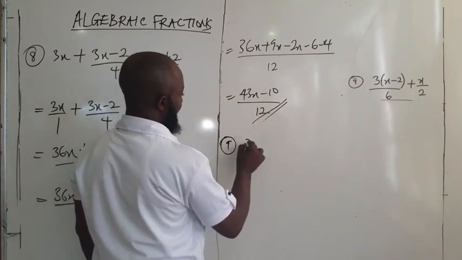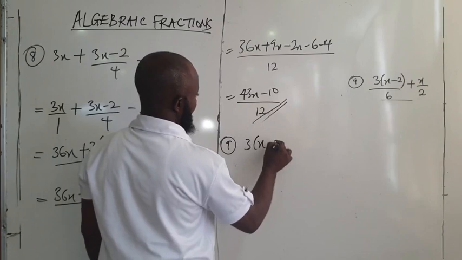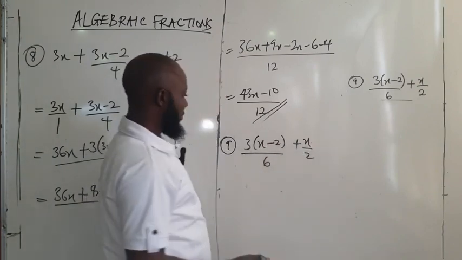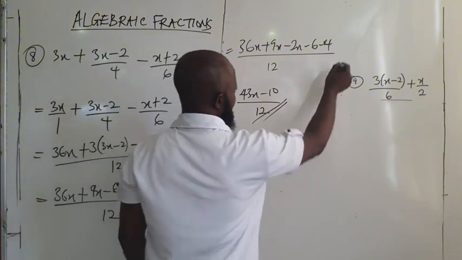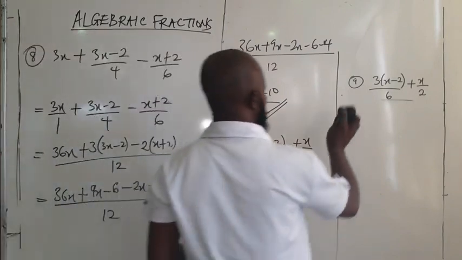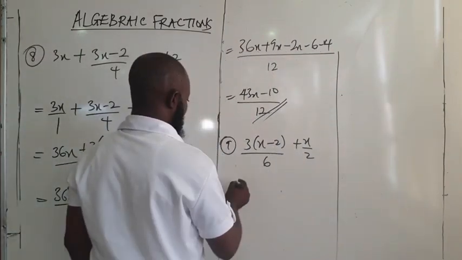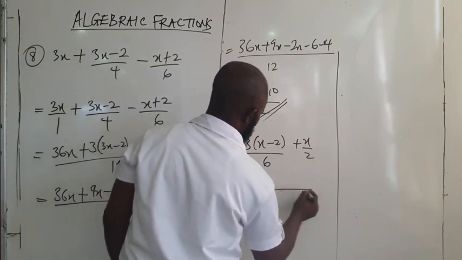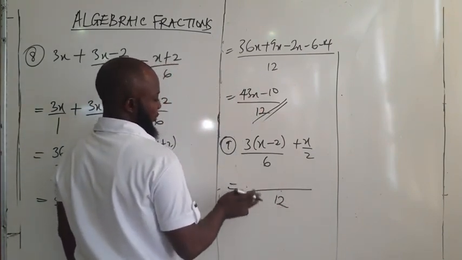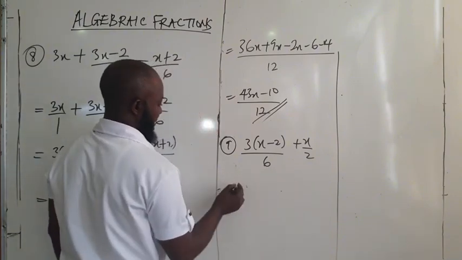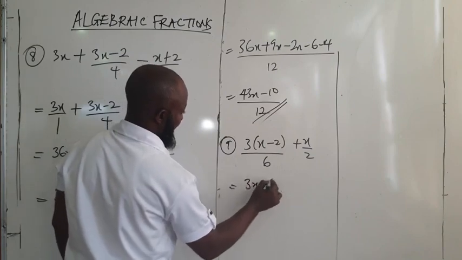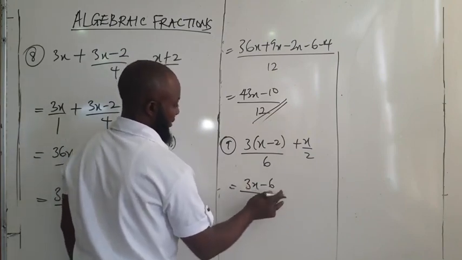So this is 9. 3 into x minus 2 divided by 6 plus x over 2. So the same process, the same thing. We're going to do the same thing here. We find the LCM. And the LCM of 6 and 2 is 12. 6 in 12, that is 2. So before that, let's open this bracket so we don't make a mistake. That's going to give us 3x minus 6 over 6, right?